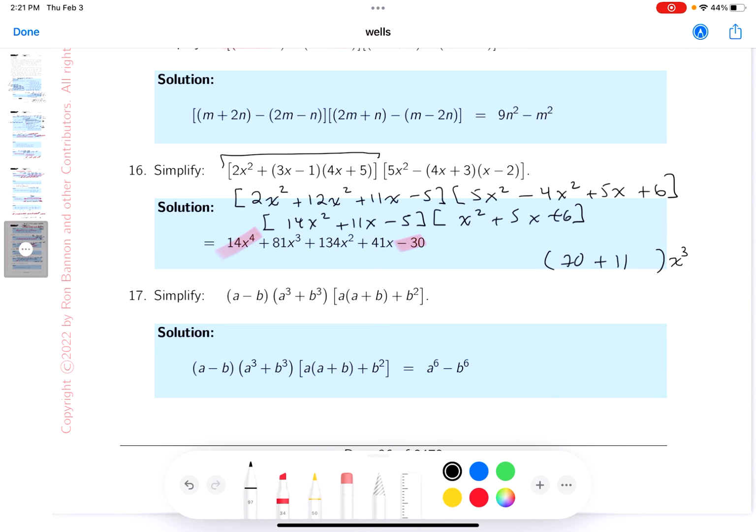So 14x squared times 5x, and then 11x times x squared would be a way to get a cube. And how many would that be? 81 of them. That's the only way I could do it. And I'm going to point that out to you. And that's right over here. And that's pretty simple to do.